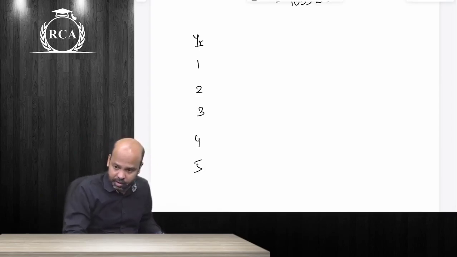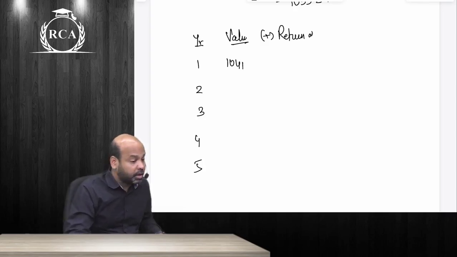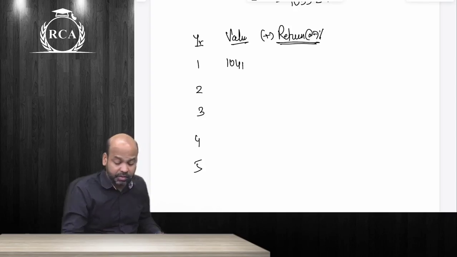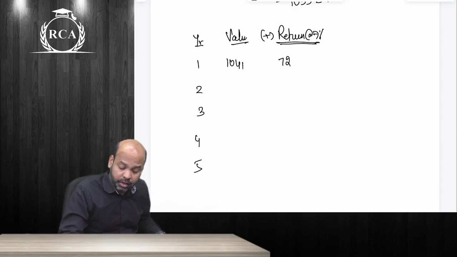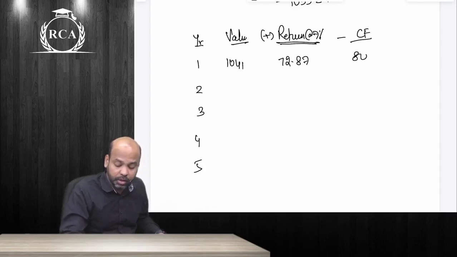Does it make sense what I'm saying? The value today, beta, was 1041. On that you want a return of how much? You will add return at the rate of 7%. How much is 7% of 1041? 72.87. But what is the cash flow that you will realize in the form of coupon? 80 rupees. What will be the value at the end, guys?